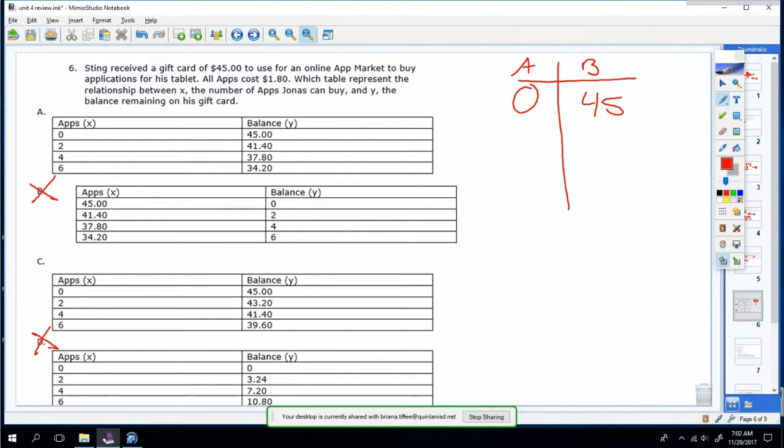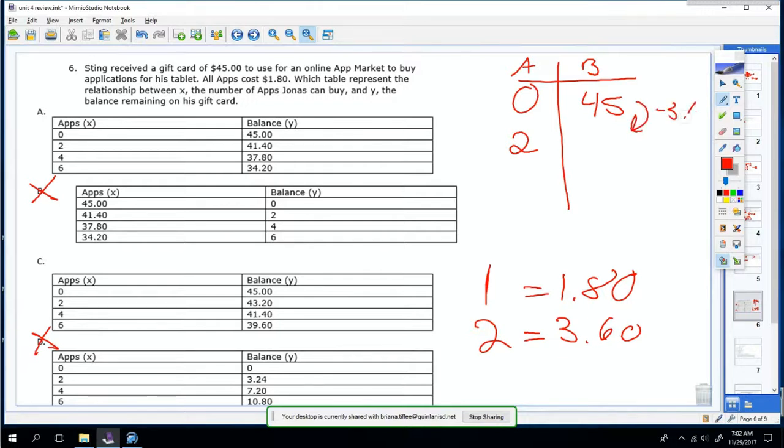Well, A and C look like they're going up by 2. So he's going to buy 2 apps. Well, we know 1 app equals $1.80. So that means 2 apps equals $3.60. So if I'm going to buy 2 apps, I'm going to go down by $3.60. Well, $45 minus $3.60 is $41.40. So I have to figure out where it says 2, 41.40. Well, 2, 41.40, that's right. 2, 43.20. They only went down by $1.80. They didn't subtract the right amount. So A is correct.